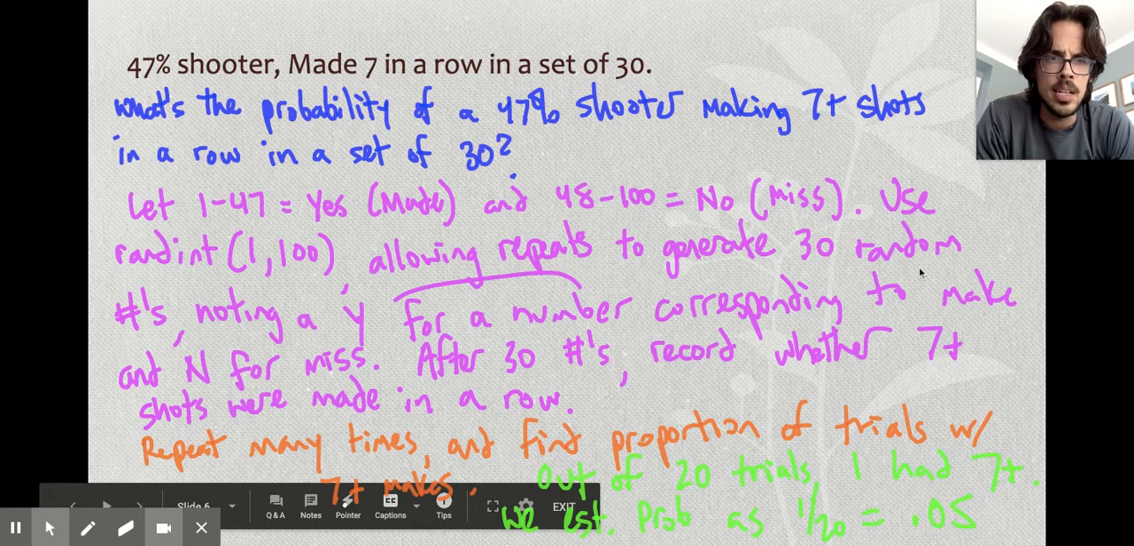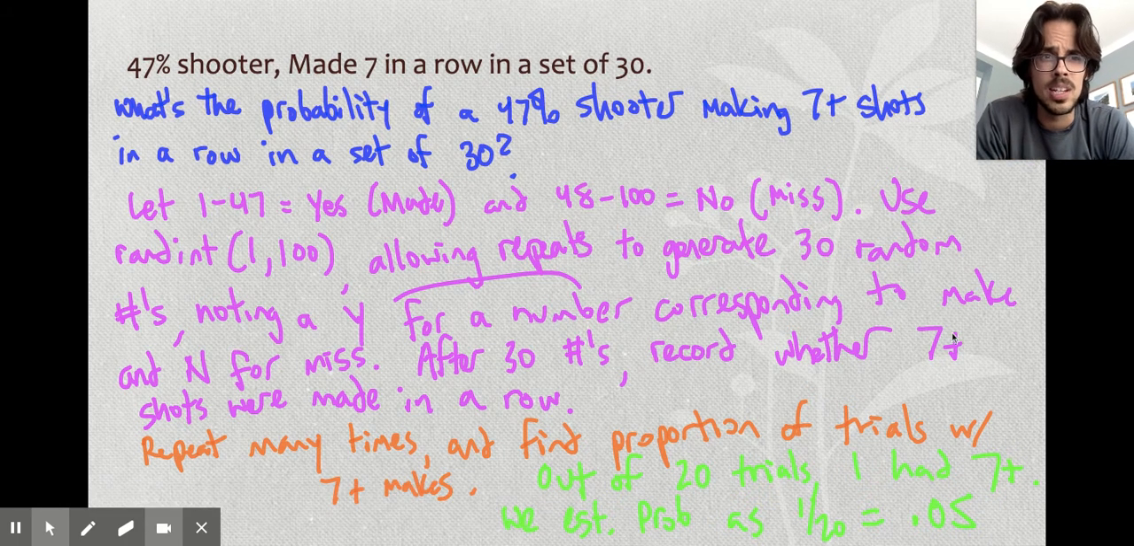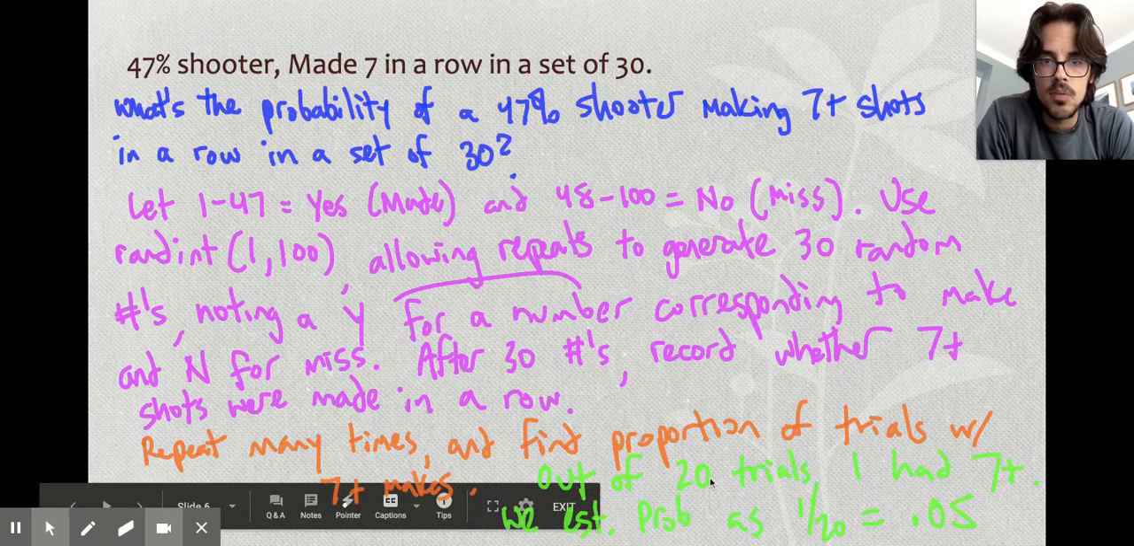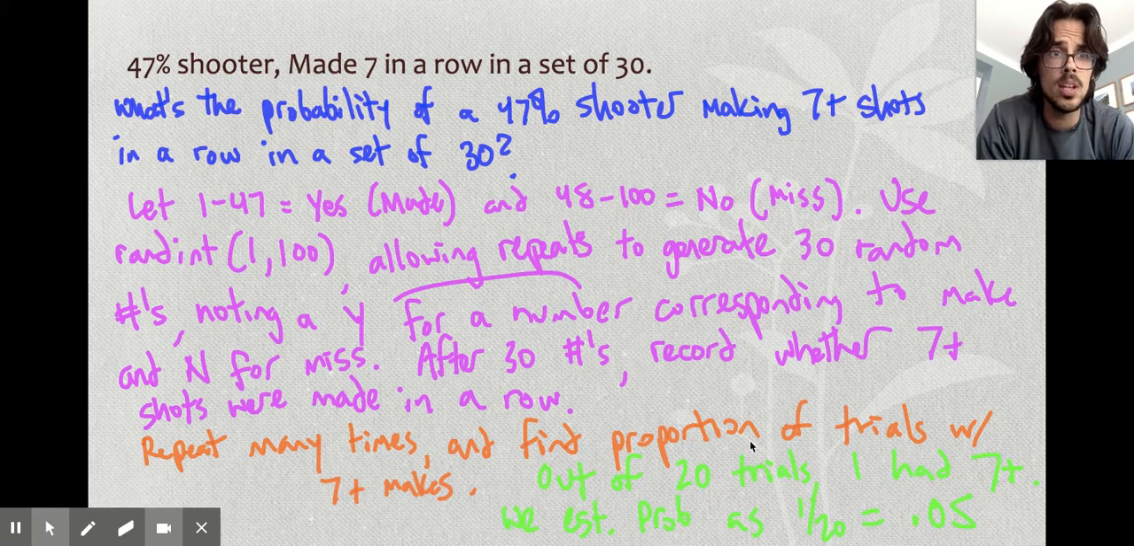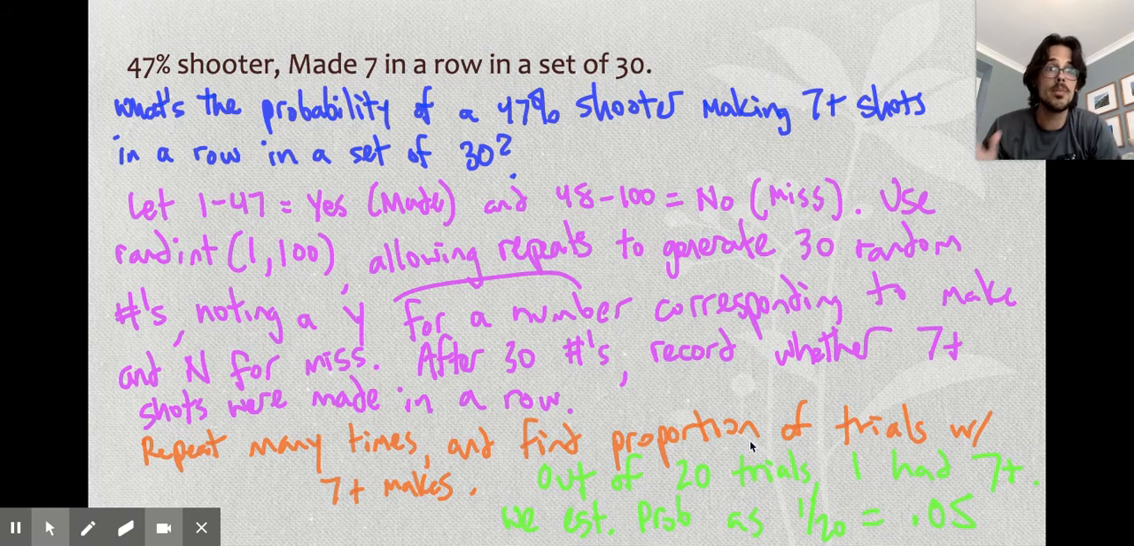Usually when I do this in class, we get something pretty low, like nobody or one person gets 7 or more in a row. So I said out of 20 people in class, because what we would have done is had each of us do it, and then we'd get our trials that way. Because it takes a long time to do 30 numbers, and that's just for one trial. So yeah, you would get a probability, and it would be fine.